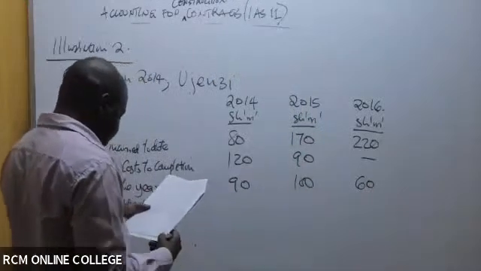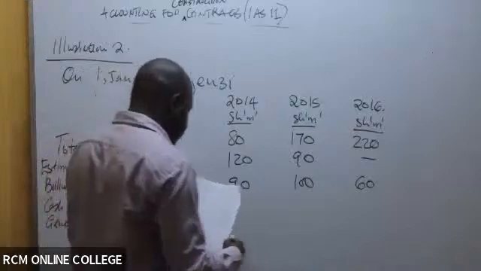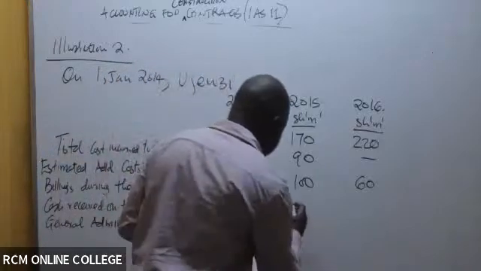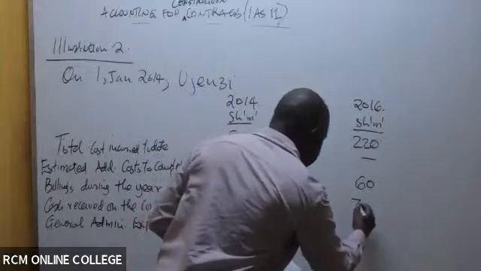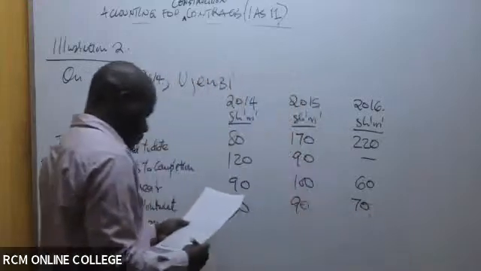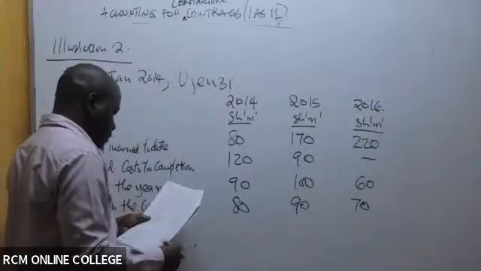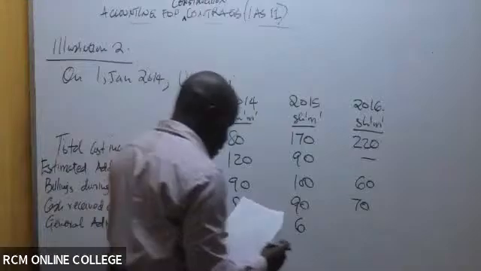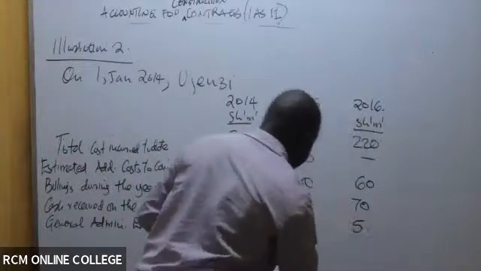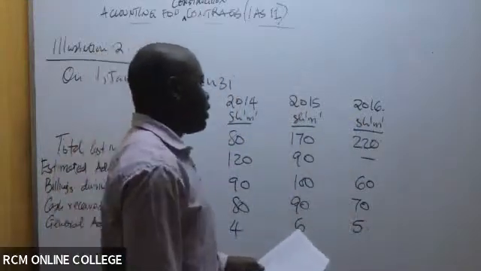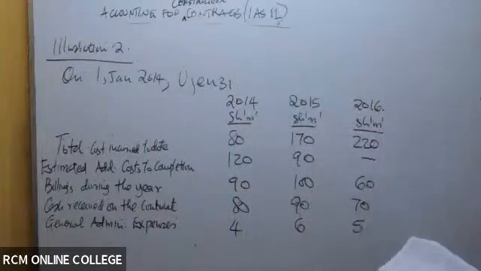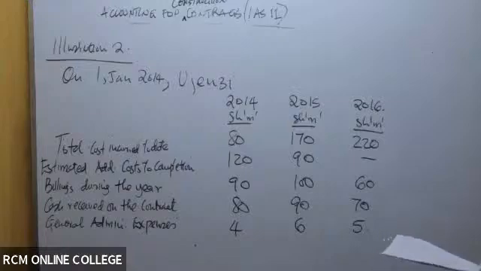Then cash received on the contracts: here he received 80 million, here he received 90, here he received 70. Then general admin expenses: here they were 4 million, here 6 million, and here they were 5 million, 5 million, 5 million, 5 million, 5 million. So you can finish the table.